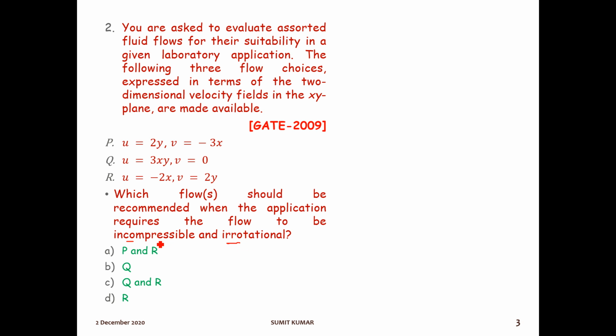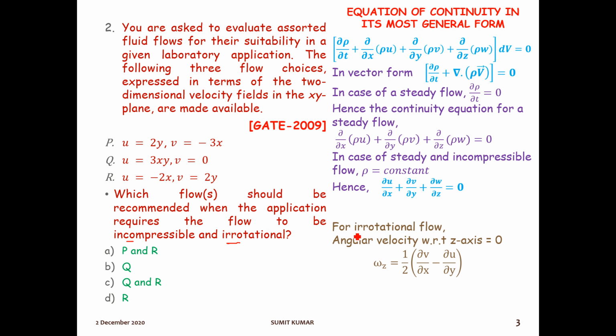For checking incompressibility and irrotationality, there are a few equations which we use. Those equations are the equation of continuity and this other equation. The equation of continuity is this one. The first equation is called the equation of continuity: del rho by del t plus del x of rho u plus del y of rho v plus del z of rho w into dV is equal to 0. This continuity equation can also be written in vector form.